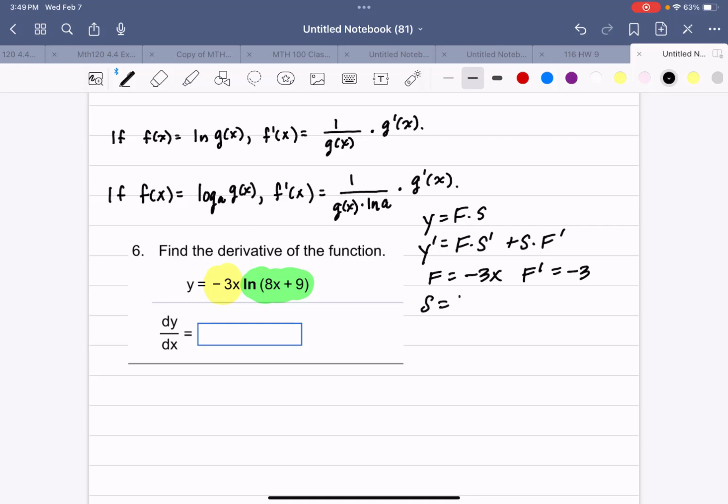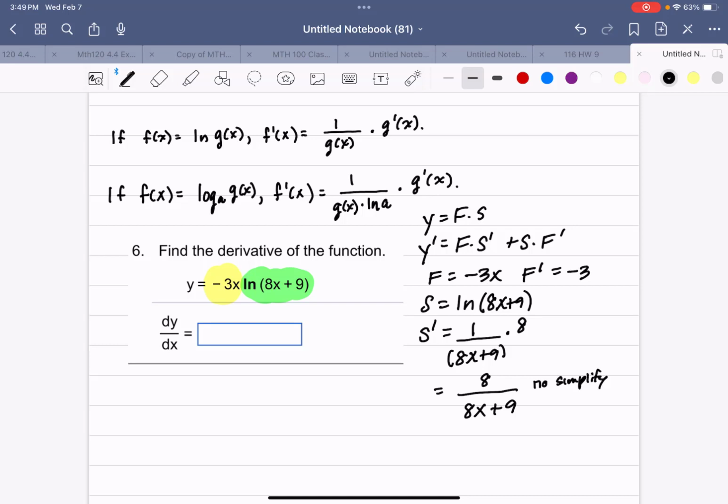My second, I'm calling that natural log, 8x plus 9. So its derivative is 1 over 8x plus 9 times the derivative of that, which is 8. So simplified, that's 8 over 8x plus 9. And again, no simplifying.